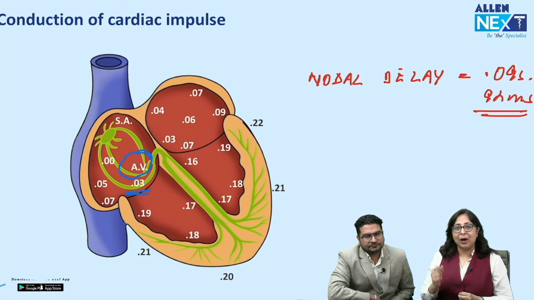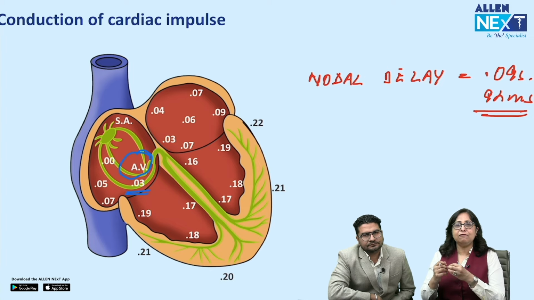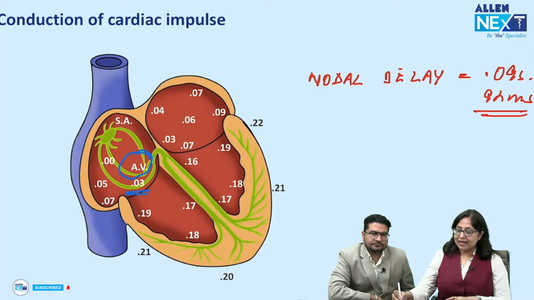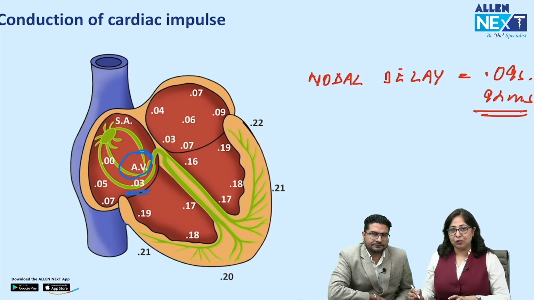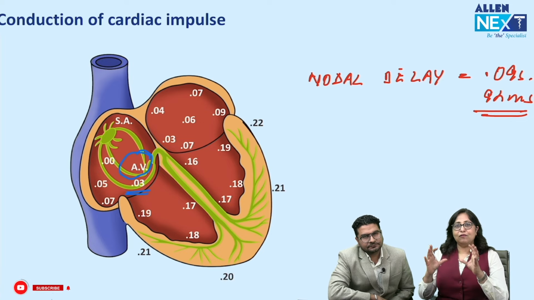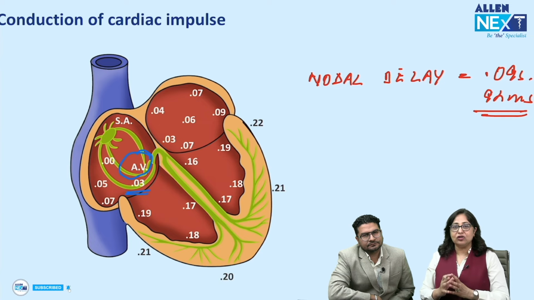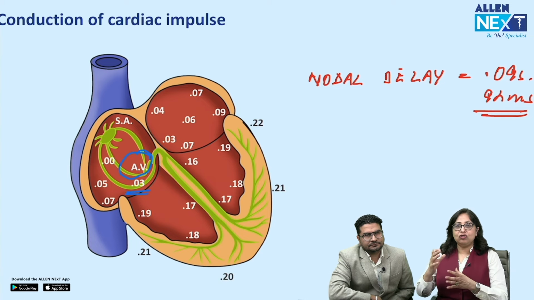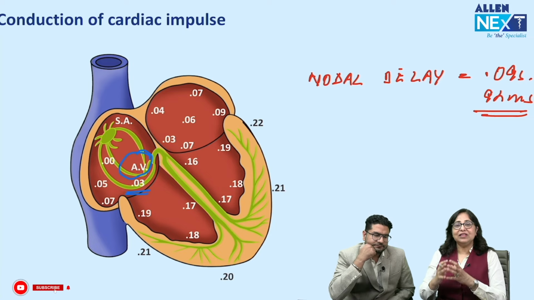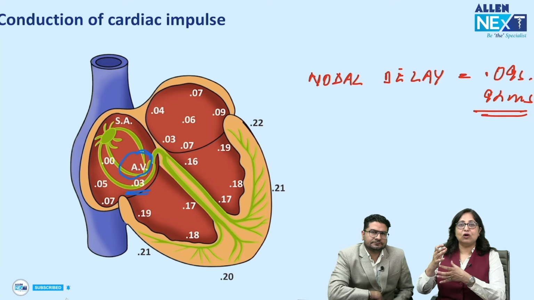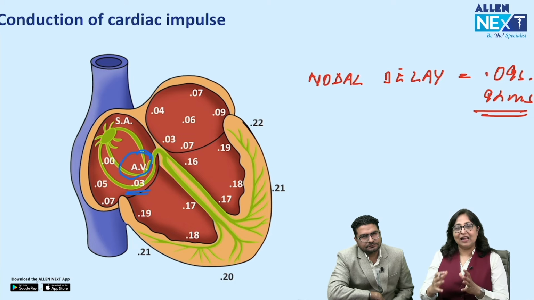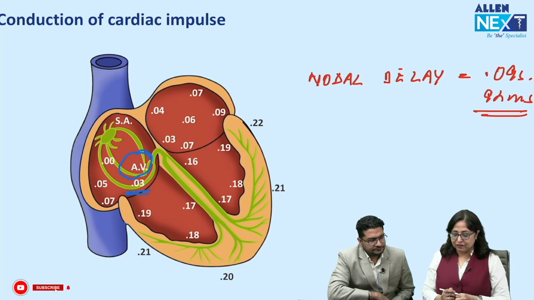The second important reason why there is a nodal delay is because there are very few gap junctions between the AV nodal fibers. Because of this, the impulse slows down as it passes through the AV node. Now, what is the advantage of the nodal delay? The advantage is that all 4 chambers of the heart do not contract at the same time. The atria will contract ahead of the ventricles, which is very important because the last part of the ventricular filling is because of atrial contraction. So this nodal delay helps the atria contract ahead of the ventricles.